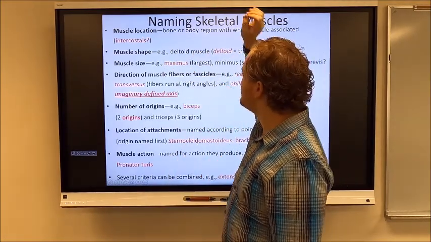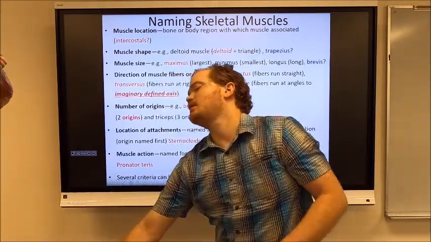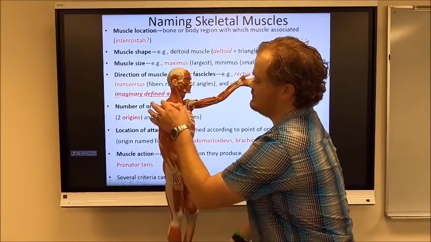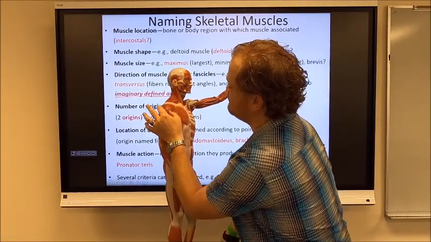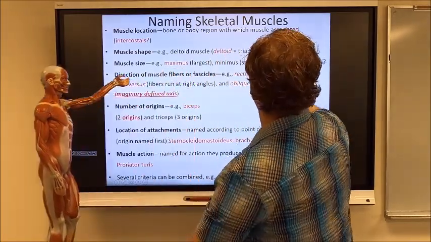Muscle shape. So deltoid muscle would be in your shoulder here. Let me see if our model has one. That would be in the shape of a Greek delta letter, if you will. And think about this as an upside down triangle, okay?